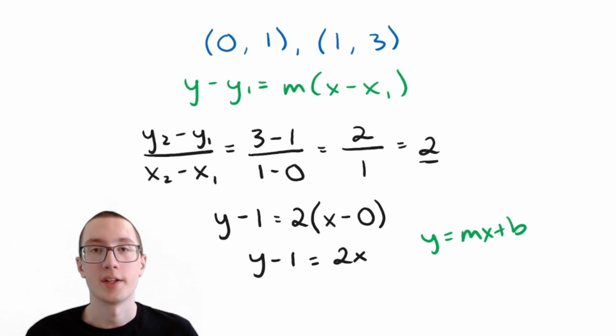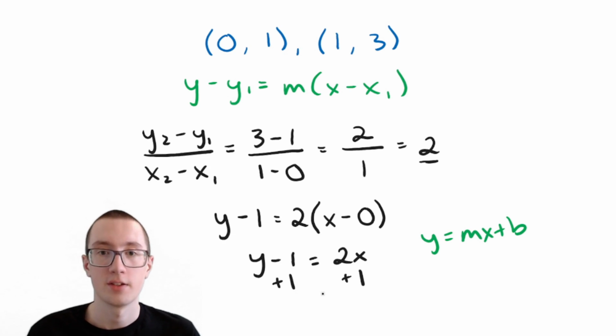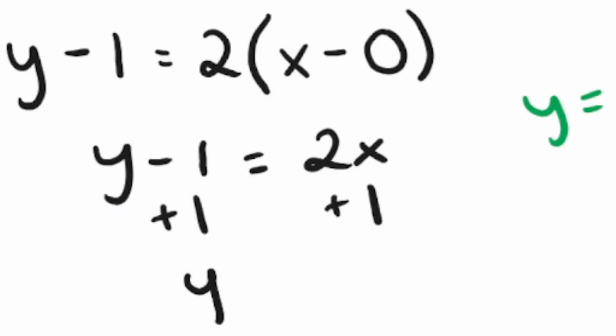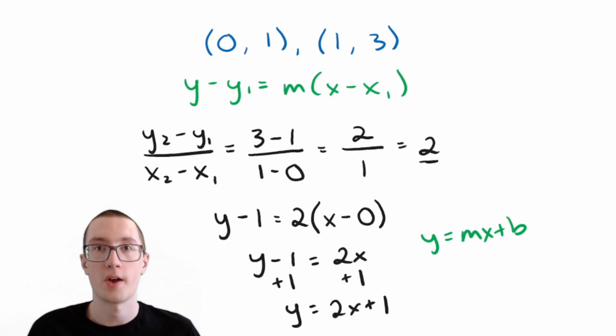So how can we get y by itself? Well, we have a minus 1 here, so we should do the opposite of minus 1, which is plus 1. So we add 1 to both sides. On this side, we are just left with y. And on this side, we are left with 2x plus 1. So our final equation is y equals 2x plus 1.